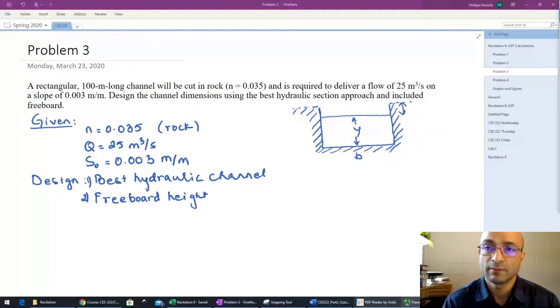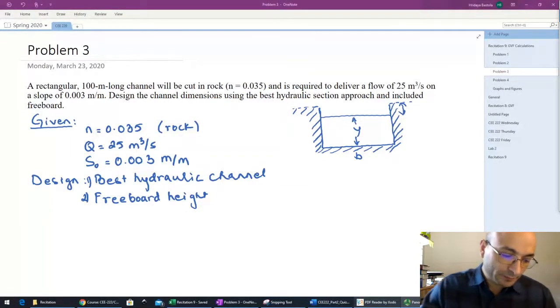In the second problem, it is going to be an unlined channel, meaning depending on the material that makes up the channel, beyond a certain threshold of velocity or force, the channel starts eroding. In such a channel, then the threshold velocity or the threshold force is going to be the driver. So let's start with the first problem here.